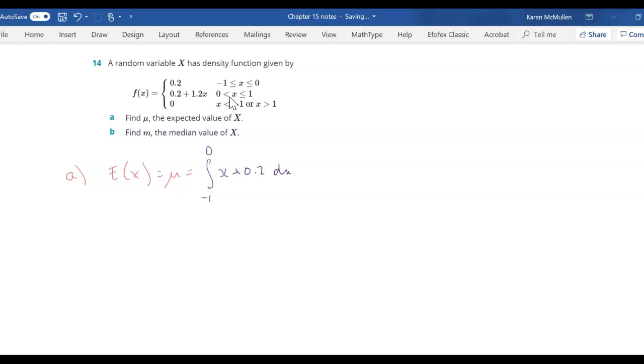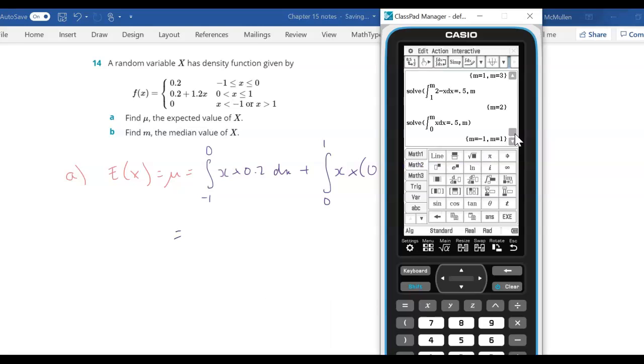You can put that 0.2 out the front if you want, but we're going to just do it all on the calculator anyway. All right, and then for the next one, we're going from 0 to 1. Remember, they're continuous random variables, so unless you're graphing them, the inequality signs don't make any difference with your definite integrals. Okay, x times 0.2 plus 1.2x. What's my problem there? I forgot to hug. So remember your bracket. So it's x times f of x. Don't forget your dx. All right, so let's just plug this into the calculator.